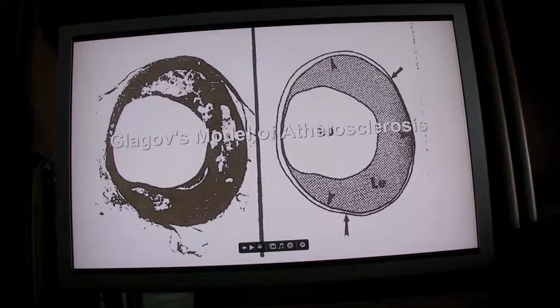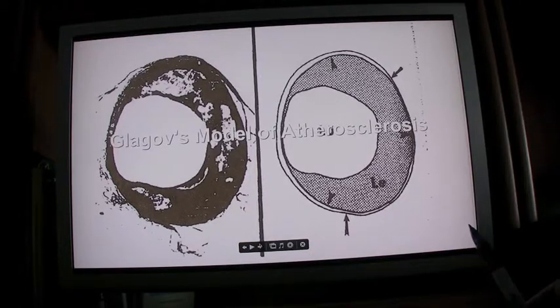This slide is of a pictogram and a photograph of a cross-section of the coronary artery. This appeared in the New England Journal of Medicine in 1987. Seymour Glagov presented this information, and to me it is truly astounding.